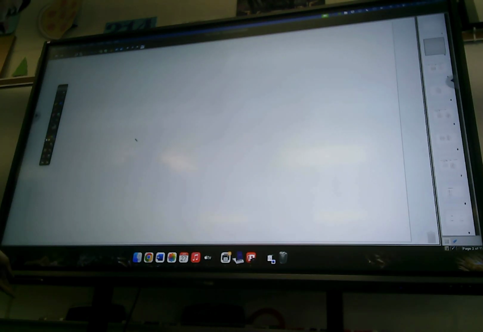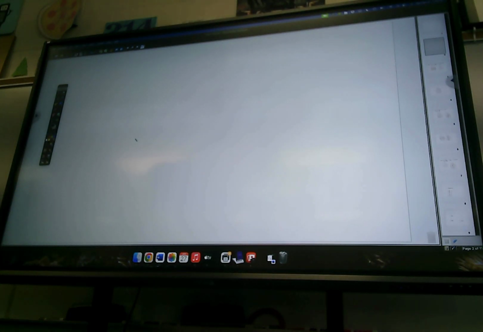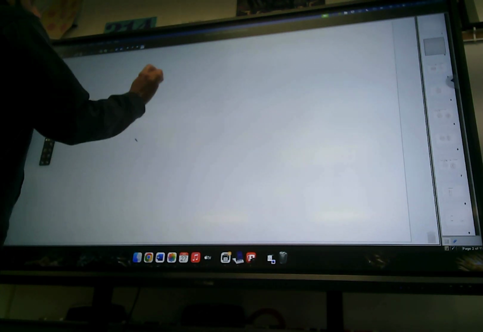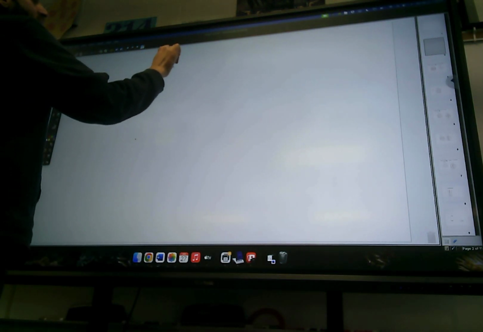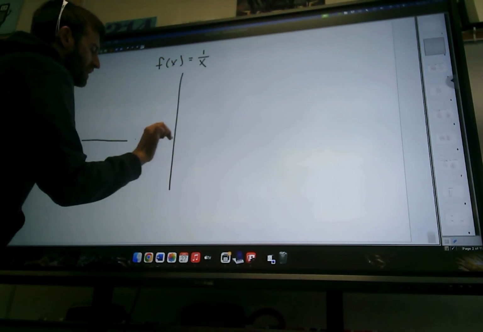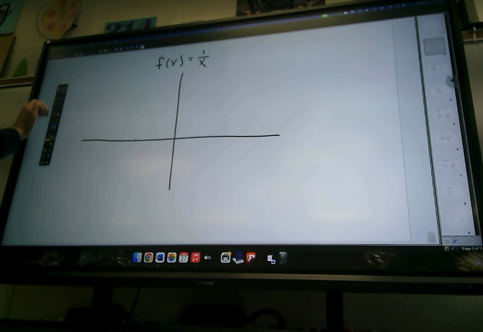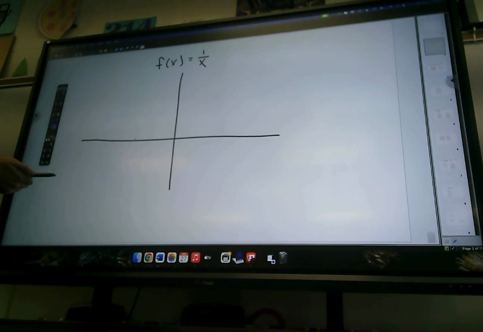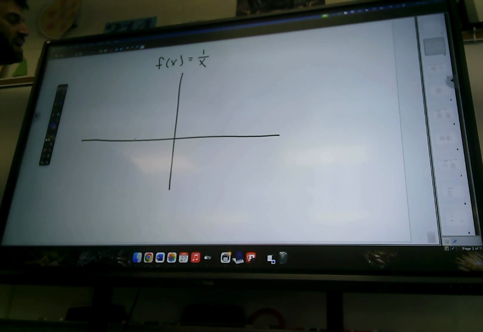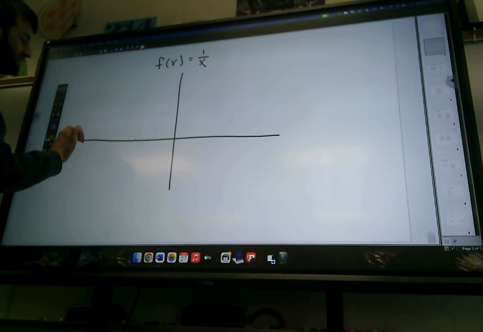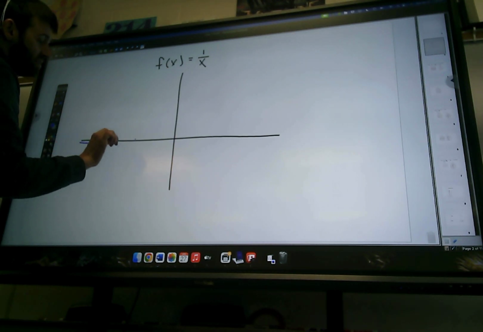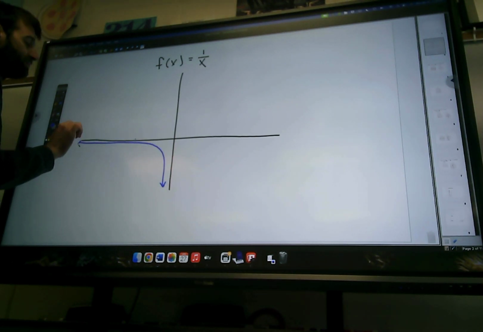All right, this lesson is going to be on horizontal asymptotes. Now, with horizontal asymptotes, if I'm looking at that base function, our base rational function 1 over x, we've talked about vertical asymptotes. I know that since this is in the denominator, it's going to have a vertical asymptote at x equals 0. But it's also going to have a horizontal asymptote at y equals 0.